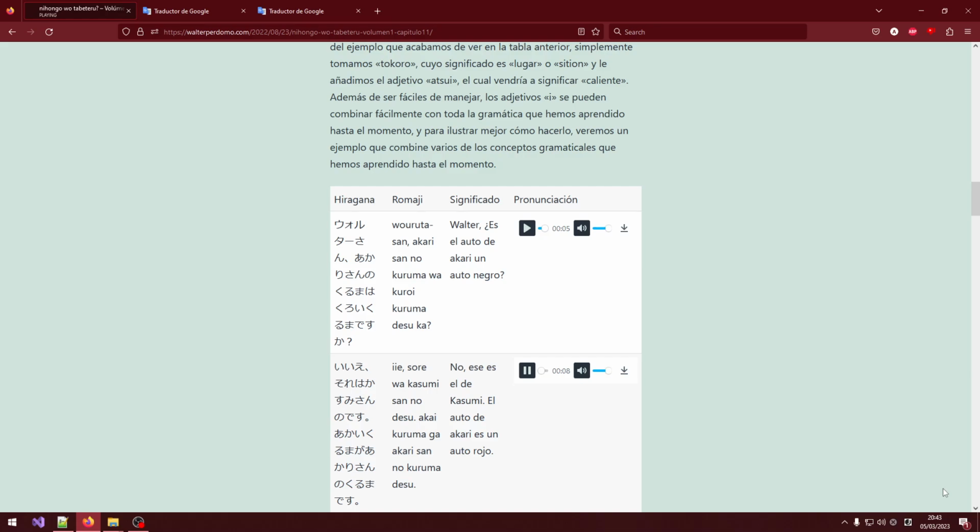いいえ、それはかすみさんのです。 No, that's Kasumi's car. Which car? The black car. 赤い車があかりさんの車です。 So this would be no, that's Kasumi's car. The red car is Akari's. Oh, this is the English. I hate English. Okay, let's continue. The red car is Akari's car.